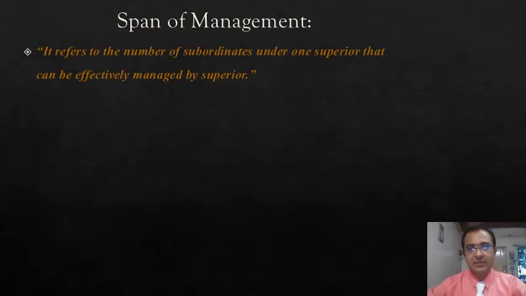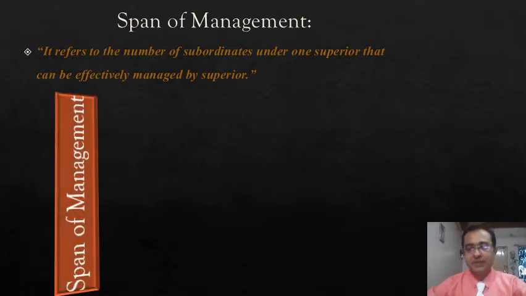For example, if CBSE decides that the teacher-student ratio should be 1 is to 20, it means CBSE has decided that one teacher can effectively manage, guide, and control 20 students at a time. So, span of management refers to how many subordinates a superior can effectively manage under him. That is what span of management is.